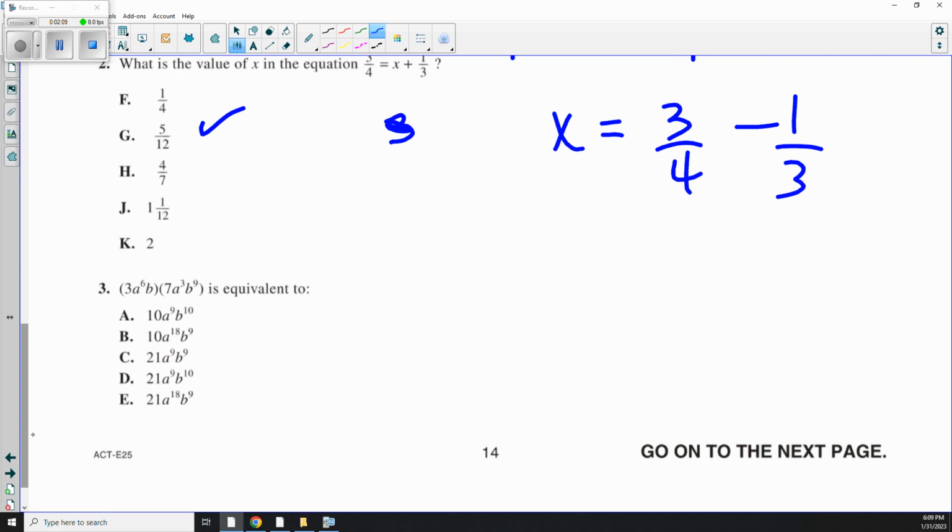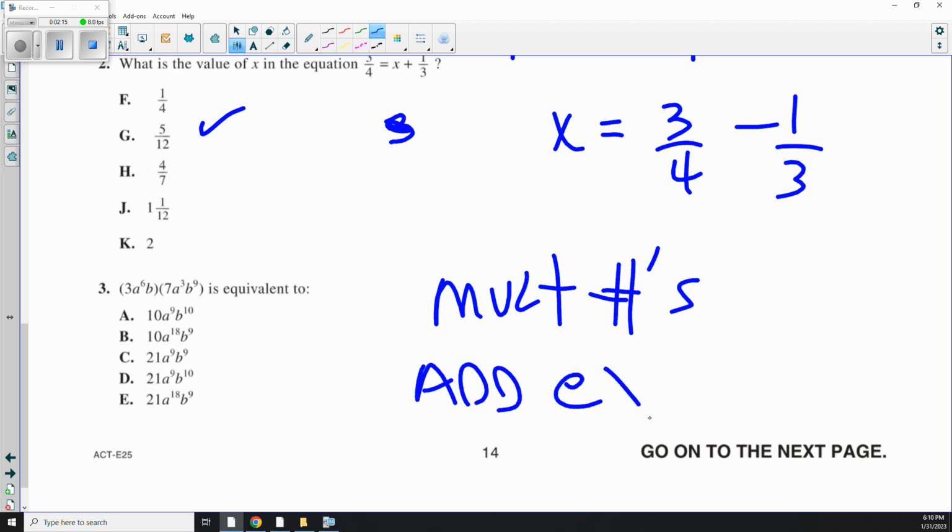Easy multiplication, you multiply the numbers and add the exponents. So it would be 21 a to the 9th, b to the 10th, choice D.